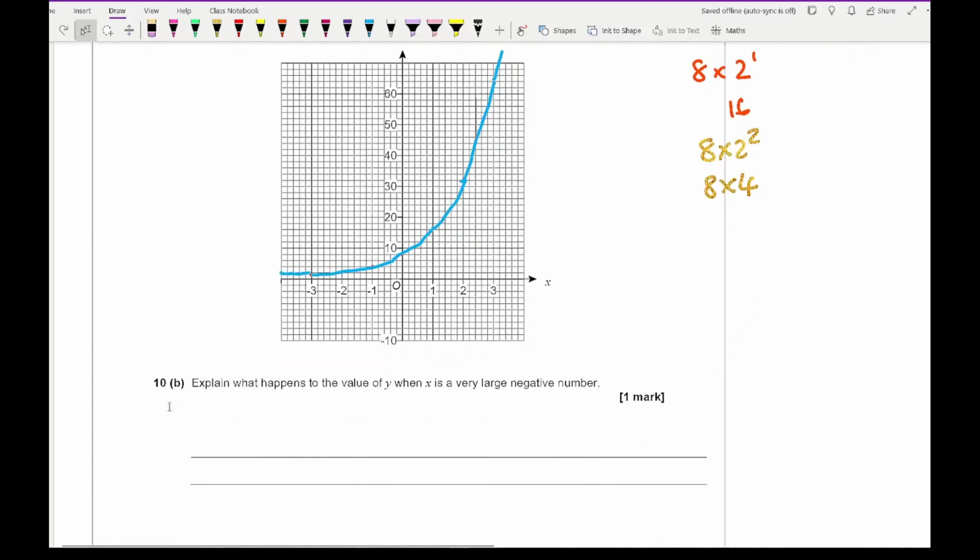Now the final question says, explain what happens to the value of y when x is a very large negative number. So what we can say is that it's basically going to get closer to 0. And there we go.